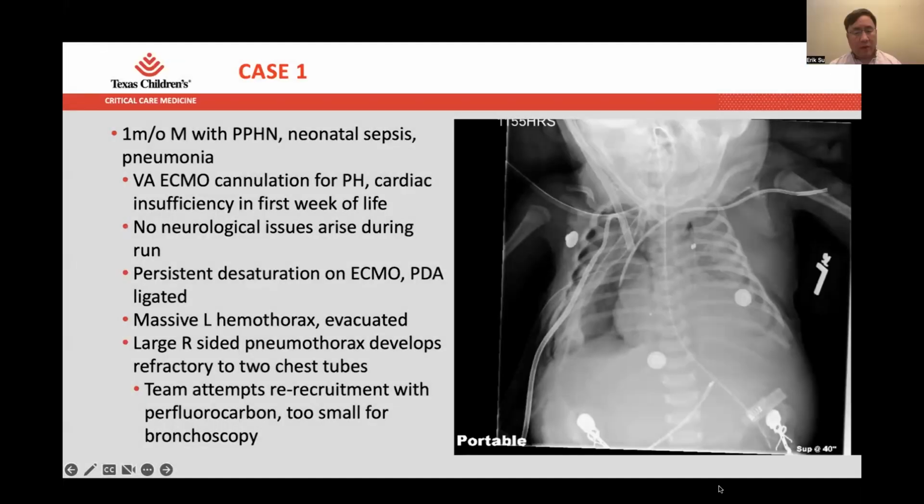So our case here was a 1-month-old who had neonatal sepsis, PPH and pneumonia, was VA cannulated, and had a really tumultuous course. Basically, in mid course, for DSATs, one clinical team at another institution decided to ligate the PDA, and then there was a massive hemothorax. They evacuated the hemothorax on the left, but then on the right blew a pneumo while trying to re-recruit the lung that was down on the left, and then had just a lot of pneumothorax misery.